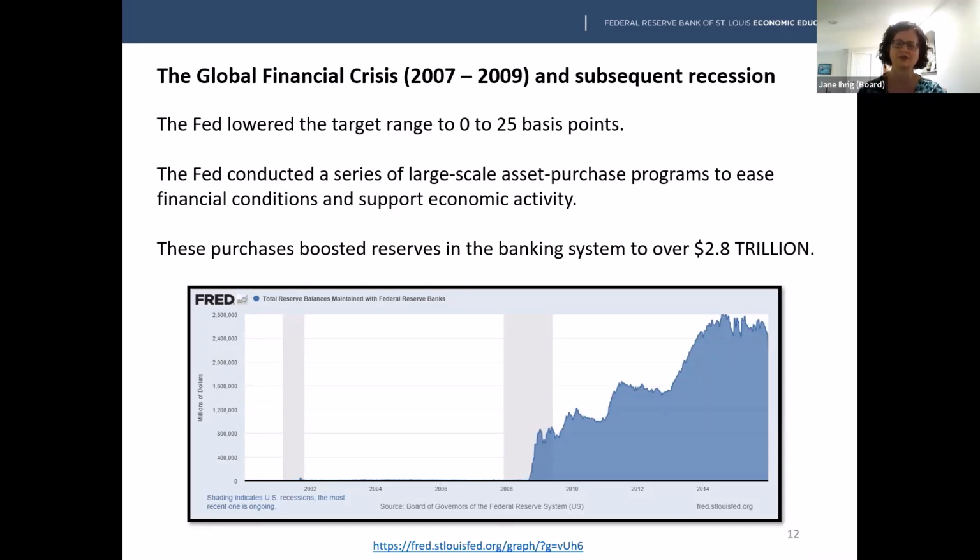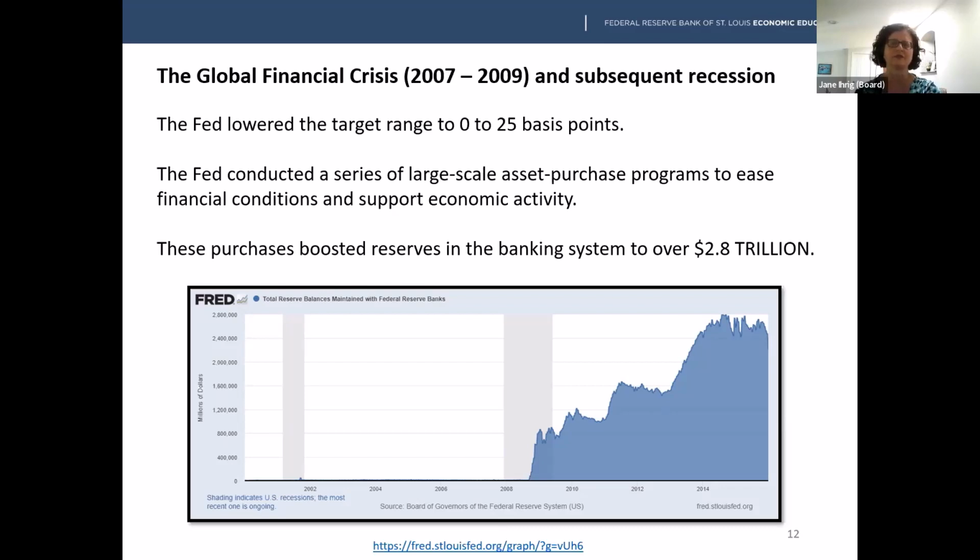Now, when the Fed purchases securities, this is an open market operation like Scott discussed. When we purchase securities, we then credit the banks for the securities we purchased. Well, we credit the banks by putting funds in their reserve balance accounts held at the Federal Reserve. So on the graph on the bottom, you can see reserve balances got boosted by quite a large amount when these large-scale asset purchases were conducted. Prior to the crisis, reserve balances were under $100 billion, and at the end of the large-scale asset purchases, reserve balances were over $2.8 trillion.